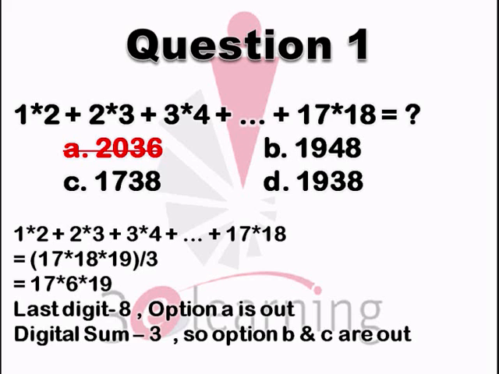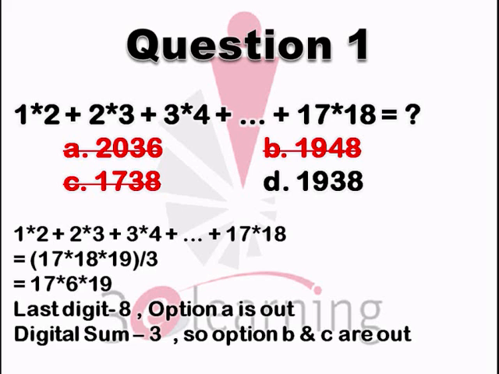Check with option C. Again 1 and 8 becomes 9, so no use in the digital sum. There is no use of 9 in digital sum. We are left with 7 and 3. 7 plus 3 is 10, 10 is 1, 0 again becomes 1. But we are looking for 3. So options B and C are out. We are left with option D. So our answer is D.